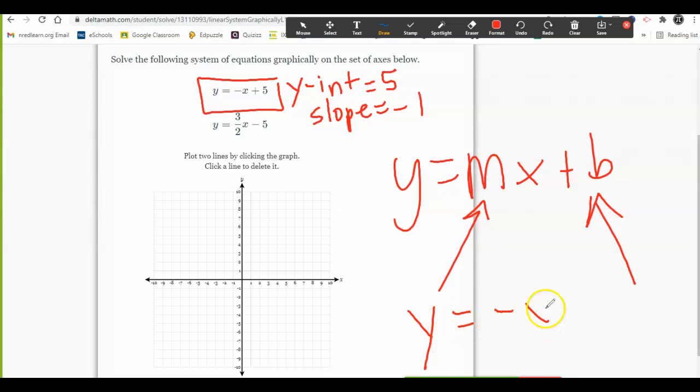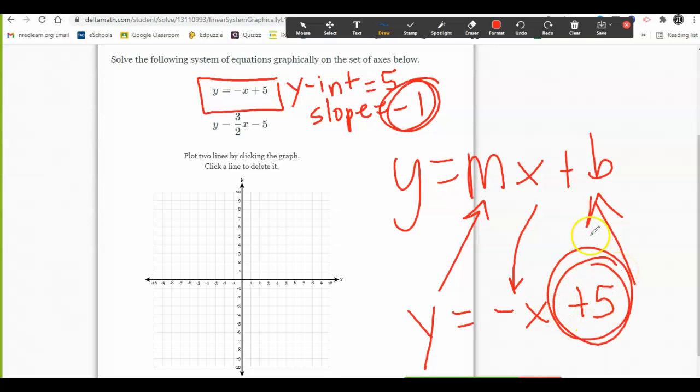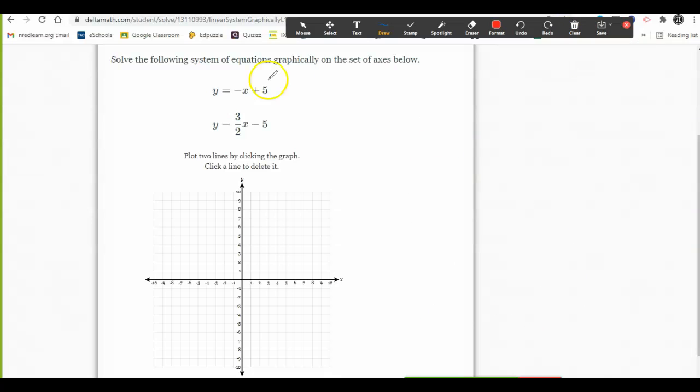Now you'll notice in my equation here that my slope number was missing. That's why I filled it in with a -1. My y-intercept number has a plus sign in front, and that's also important. So my y-intercept for this equation is +5, and my slope is -1. So my y-intercept, or my b number, is 5, and my slope, or my m number, is -1. For my second sentence, my y-intercept, my b number, is -5, and my slope is rise 3, run 2.